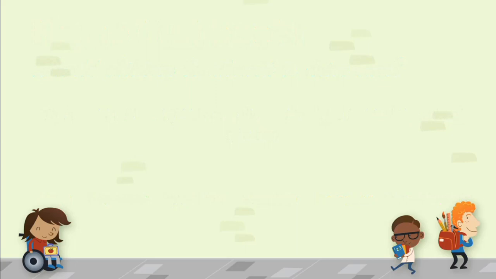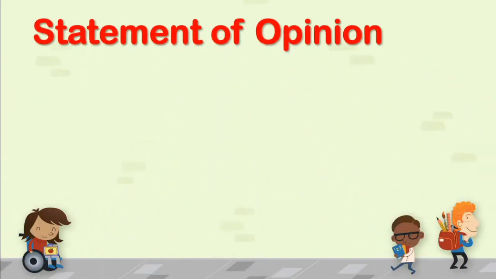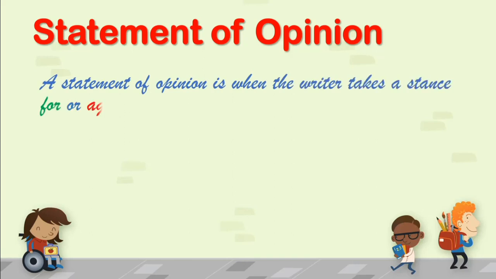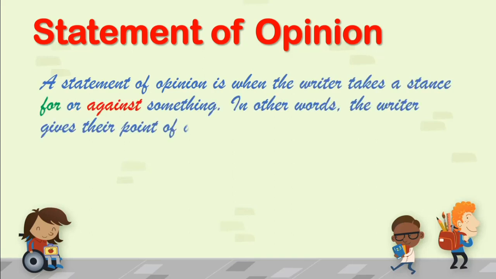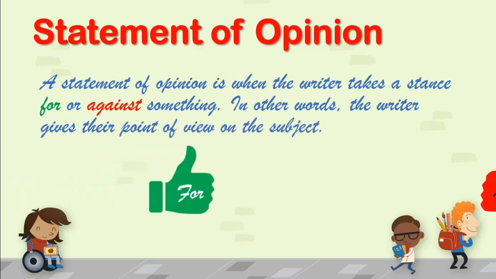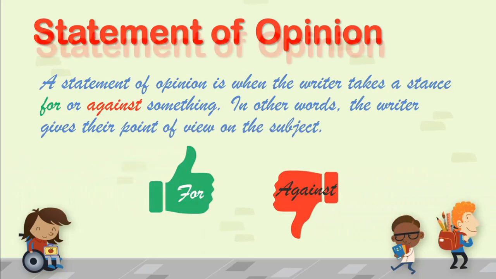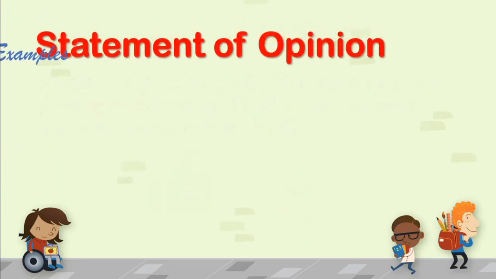In persuasive writing, after the sentence hook comes the statement of opinion. A statement of opinion is when the writer takes a stance for or against something. In other words, the writer gives their point of view on the subject. Let's take a look at some examples.